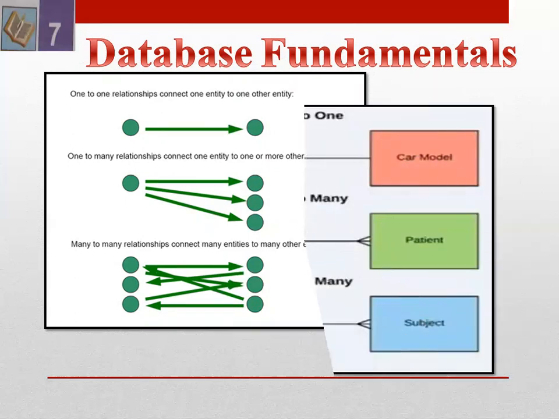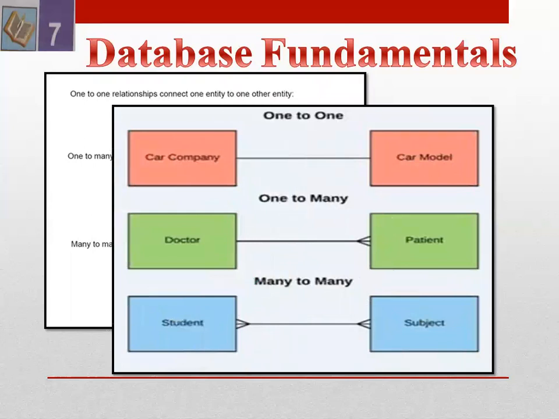Here on your screen, you can view examples of each type. One to one: car company has car model, like one car company has one car model. One to many: one doctor checks many patients. Many to many: many students study many subjects.